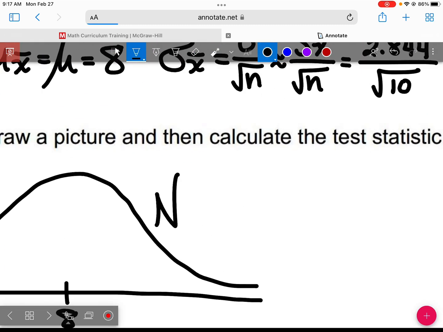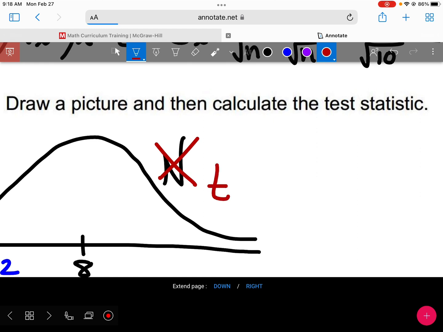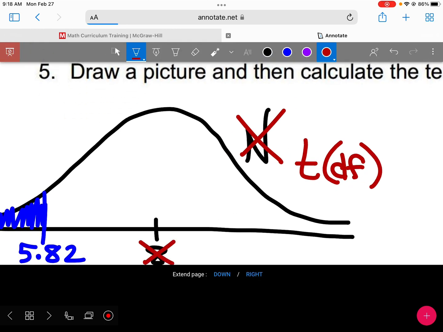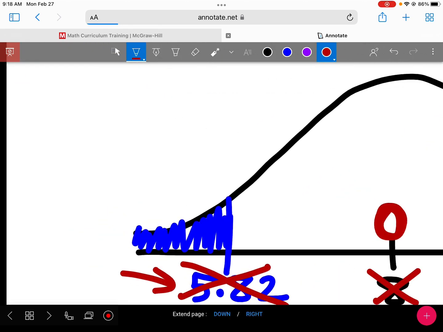Is this a normal distribution? What did we use when we did our interval testing? Did we use the z-table, the normal table? We used t. So we're not going to use n, we're going to use t. And we need to put our degrees of freedom in here. Instead of 8, when we standardize this, that's going to be 0. Instead of 5.82, we need our t-score here.